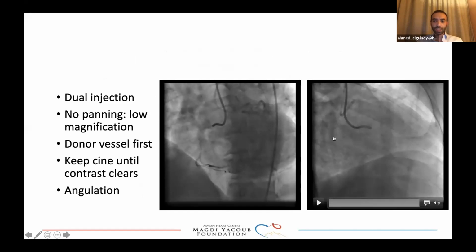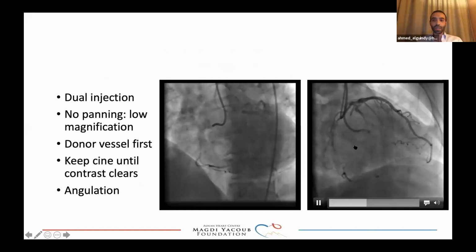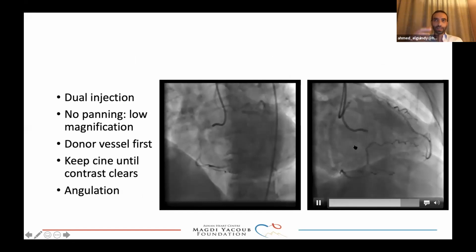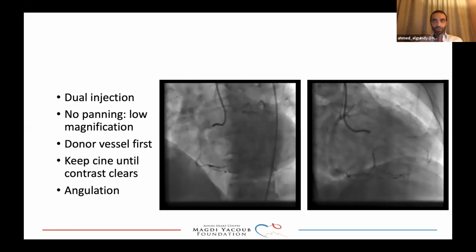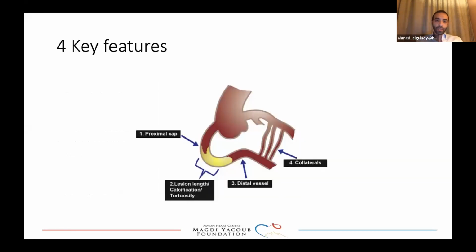And we keep cine until the dye reaches the distal cap. Then we inject the antegrade route or the CTO vessel. And the key thing you want to see is contrast filling both the antegrade portion of the vessel proximal to the CTO segment, the distal segment of the vessel, while simultaneously visualizing both the proximal and distal caps. And those are really the four key features which we're looking for.